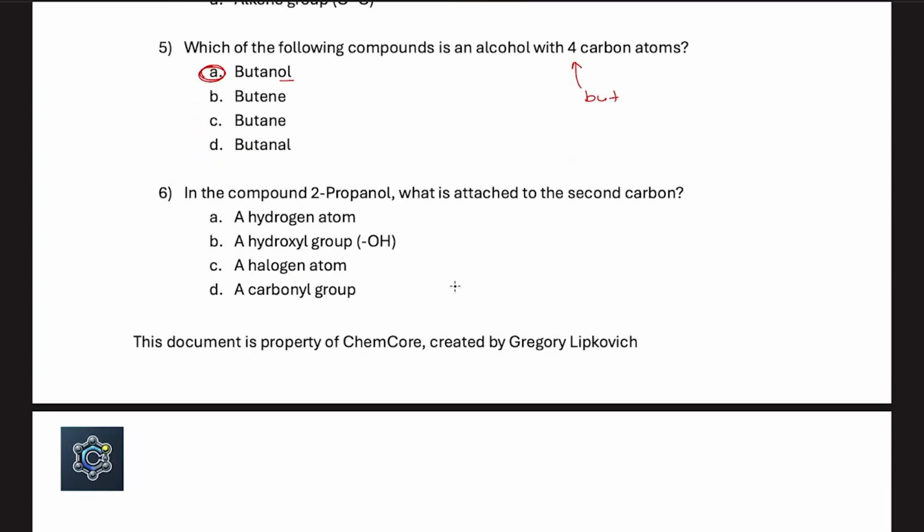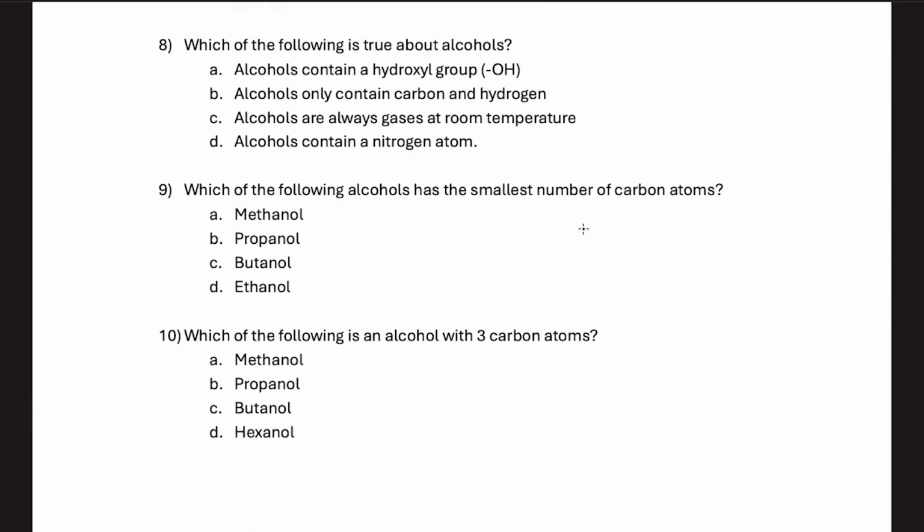In the compound 2-propanol, what is attached to the second carbon? We have this -ol, meaning that attached to the second carbon, we should have a hydroxyl group, right? That's an alcohol. In the next problem, which of the following is true about alcohols? Alcohols contain a hydroxyl group. Yeah, that's the definition of an alcohol. Alcohols only contain carbon and hydrogen. Well, they also contain oxygen, so we know that's wrong.